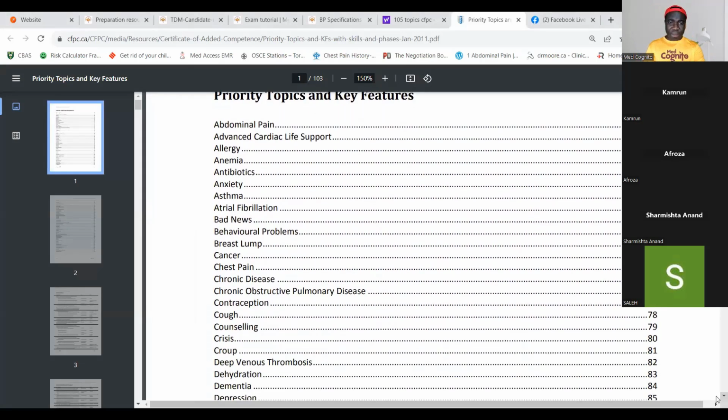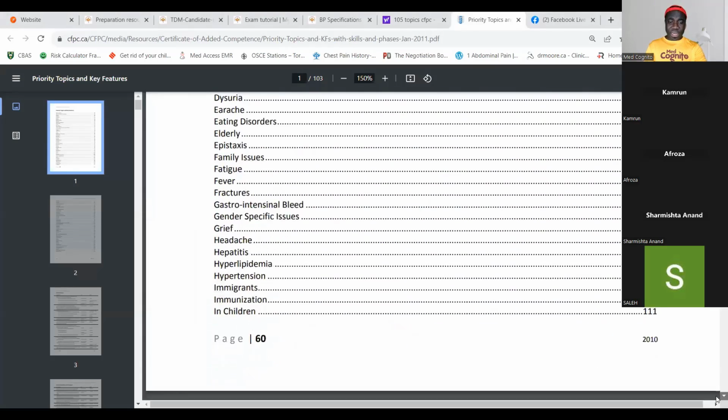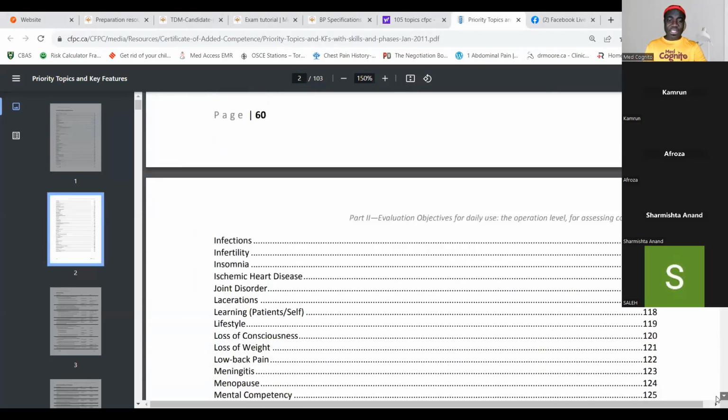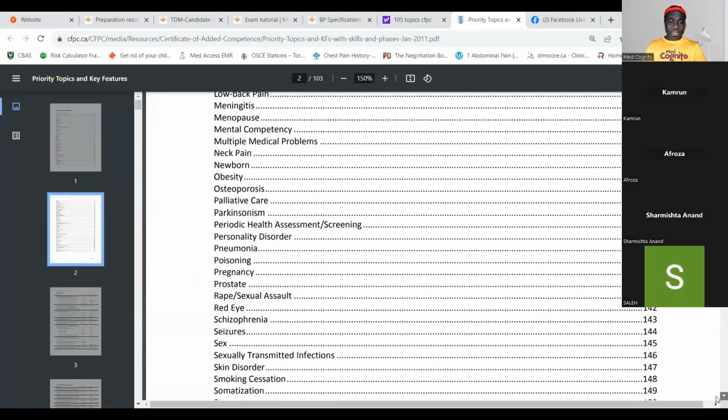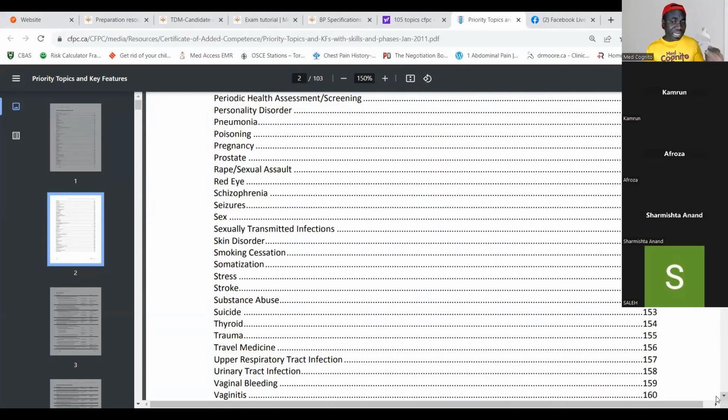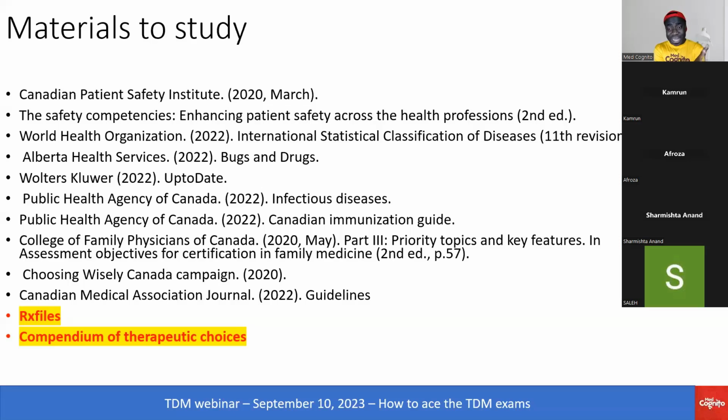These are the topics you need to cover: abdominal pain all the way down, immunization, infections, infertility. When we are done with this meeting, I'll put the link in the Facebook group for those who are in the TDM course and even on the free Facebook group as well, so that you can use it to study. Initially it was 99 topics, but now they've made it 105.